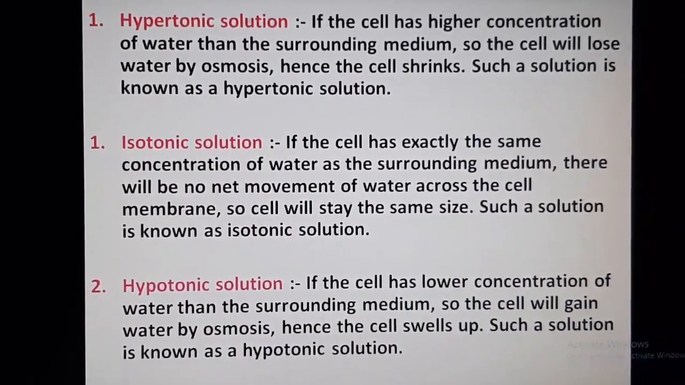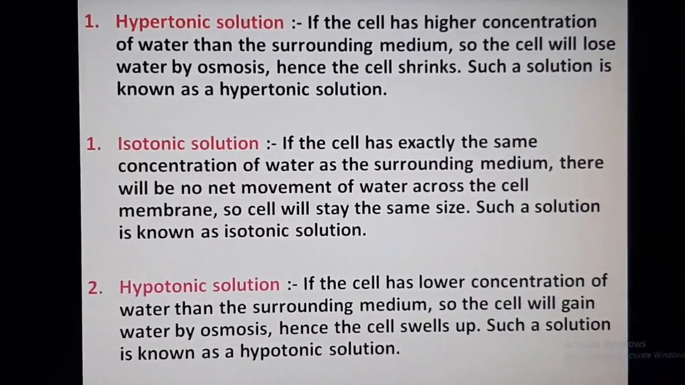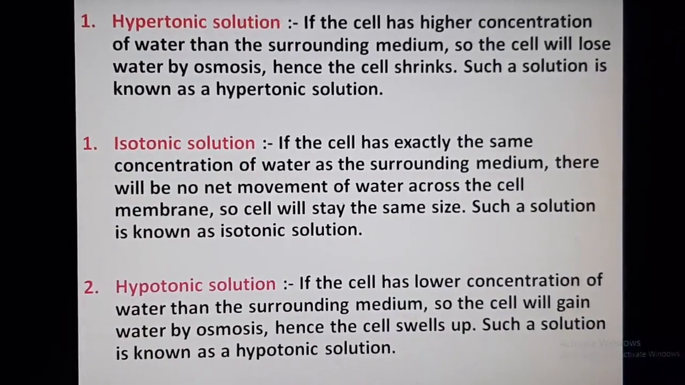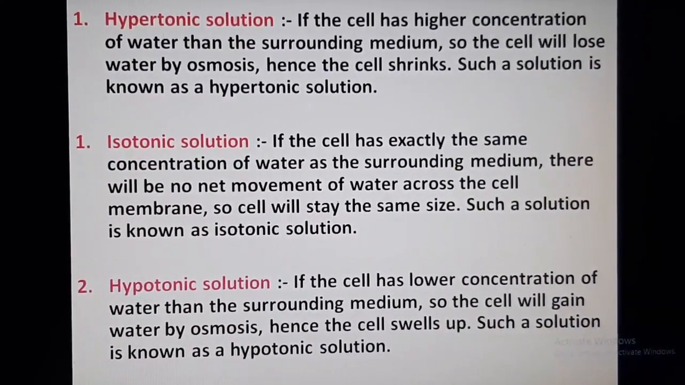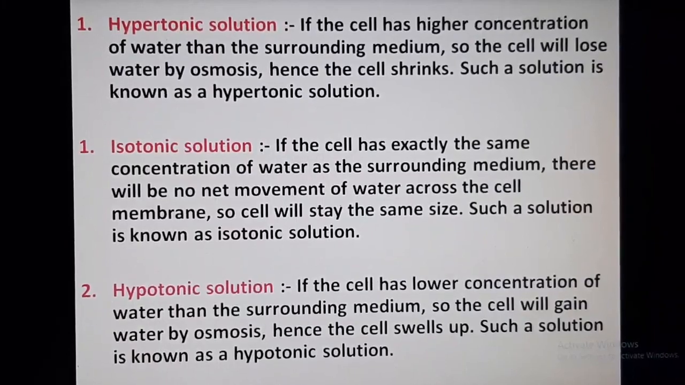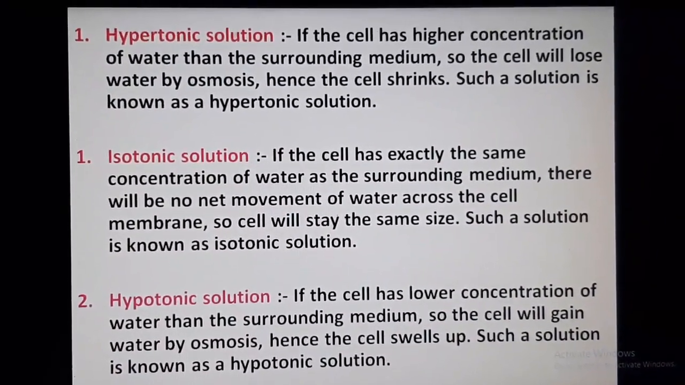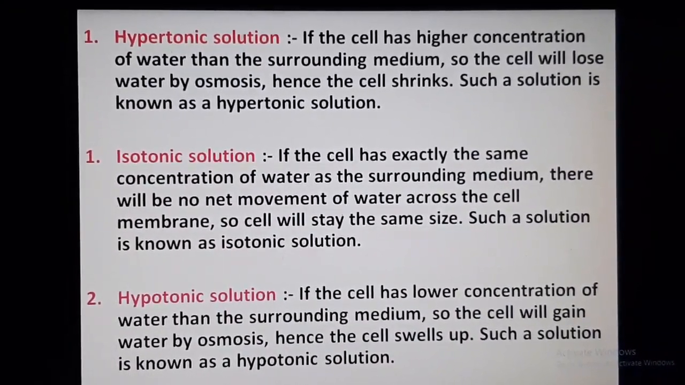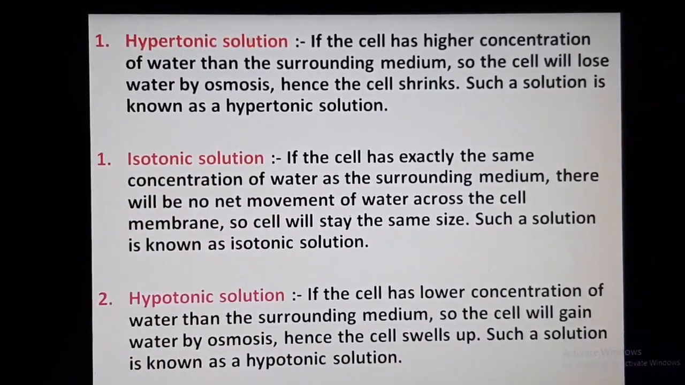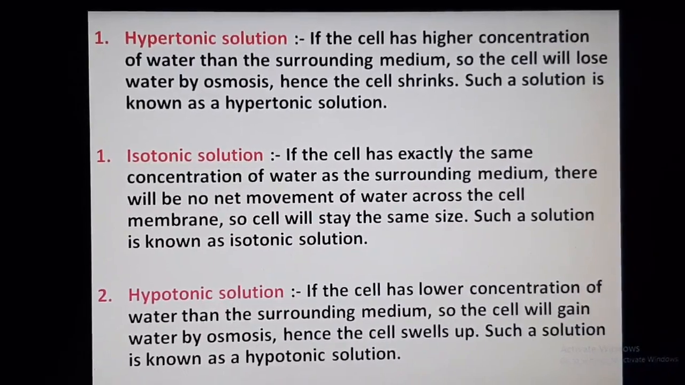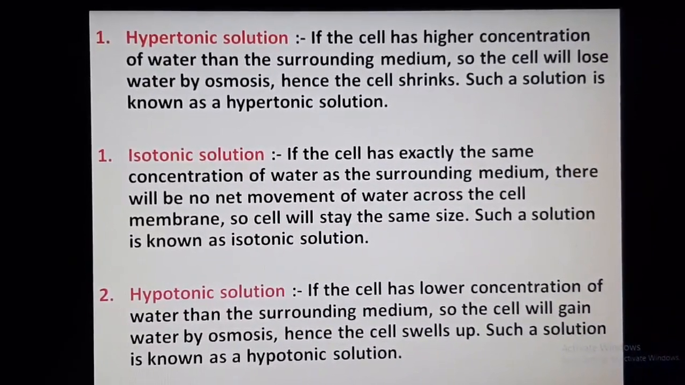Now hypotonic solution means if the cell has lower concentration of water than the surrounding medium, the cell will gain water by osmosis and hence the cell swells up. Such a solution is known as hypotonic solution. So are you clear with all these three types of solutions we have classified on the basis of concentration?